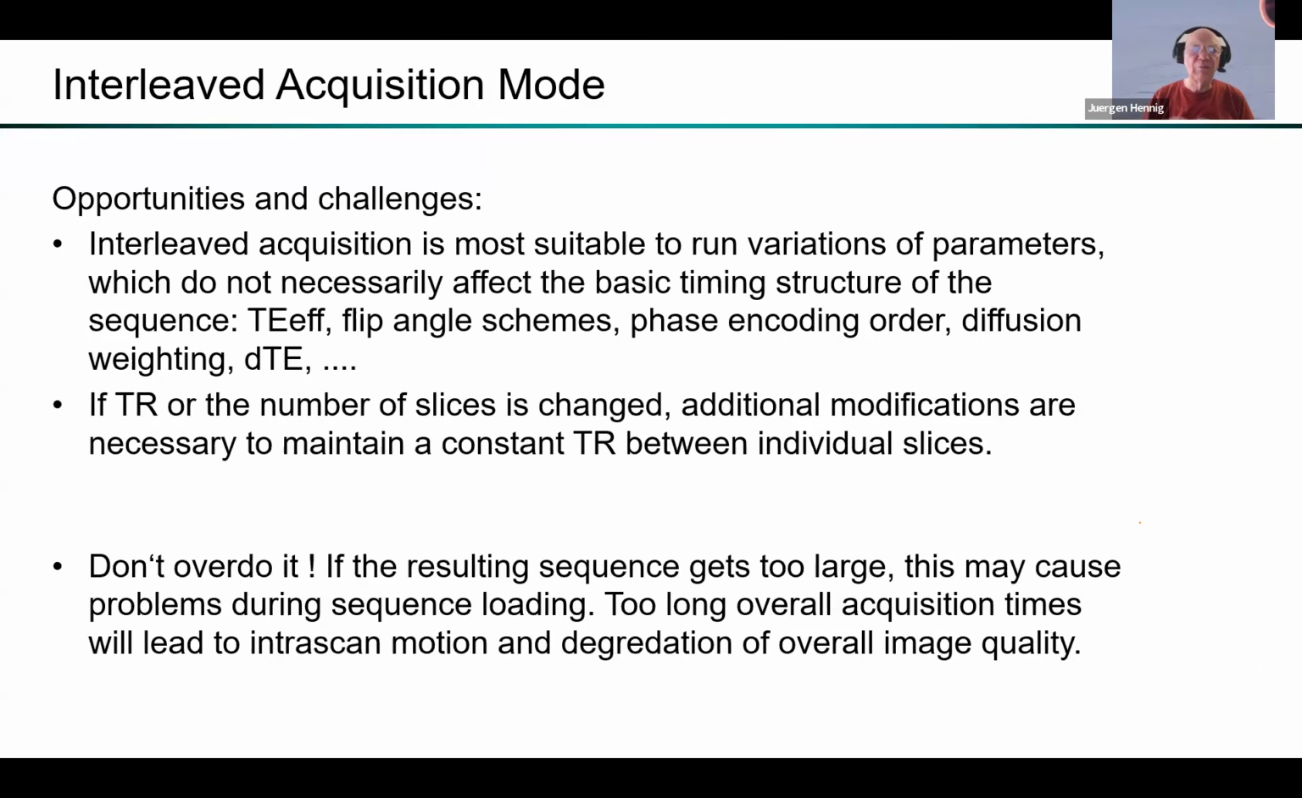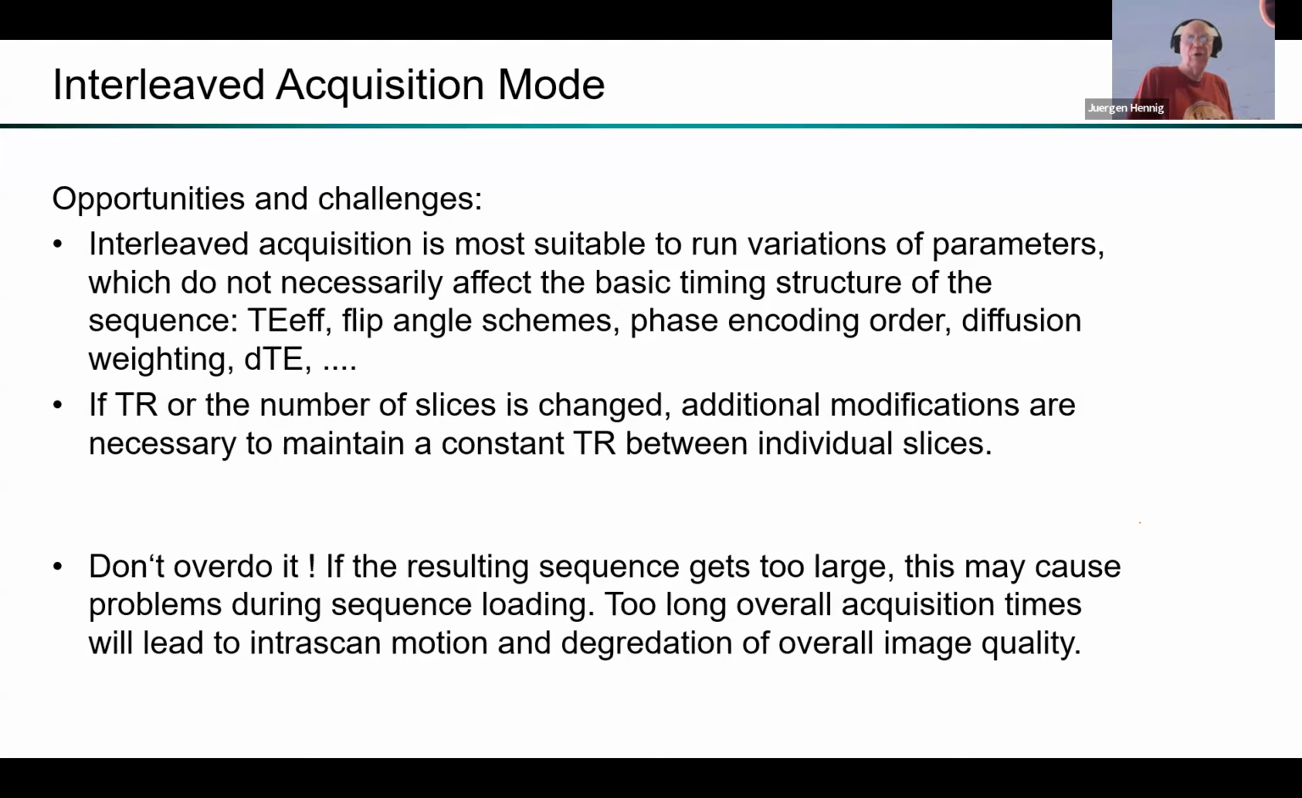The most straightforward application is if you do modifications of parameters which do not affect the basic timing structure, like different echo times, flip angle schemes, diffusion weighting, whatever. If you change the TR, or if you change the number of slices, you need to put in additional modifications to maintain a constant TR between individual slices. So basically, you could interleave your whole examination protocol, but that's not recommended, for one because the resulting sequence gets very large.